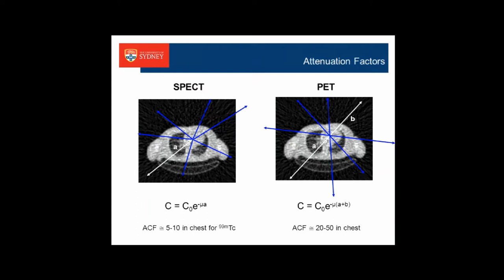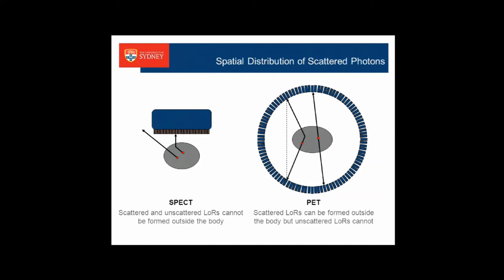And that's because we have to detect both photons, not just one, but both. And so the probability of attenuation is considered along the entire line through the body, not just the point from the emission to the edge of the body. So PET attenuation factors are quite high. Compton scattering, the effect is about the same in both SPECT and PET. There are some differences in the nature and the pattern of the scattering that occurs, but I'm just going to skip over that for the moment.